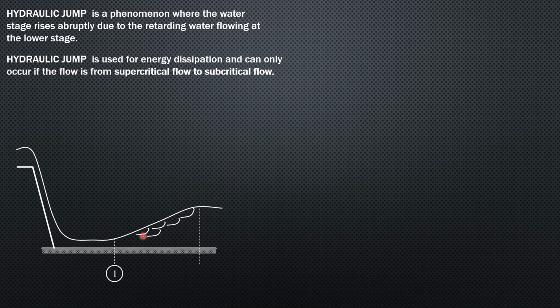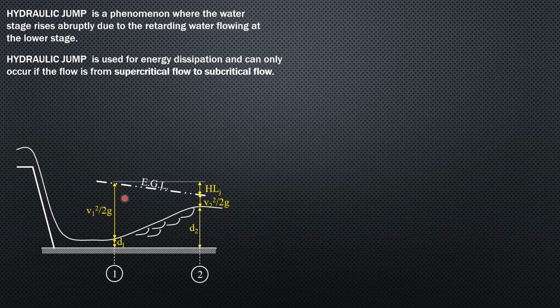So call that section 1 before the jump. Then this is section 2 after the jump. The depth is depth sub 2. And this is the energy grade line. So we have depth at section 1, velocity head at section 1, then depth at section 2, velocity head at section 2, then we have the head loss in the jump.